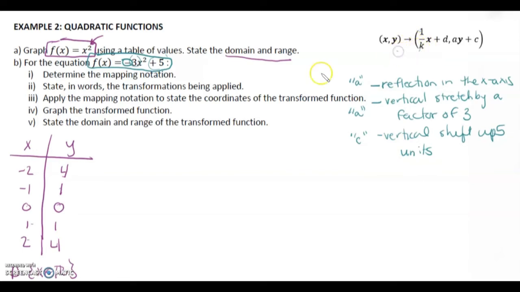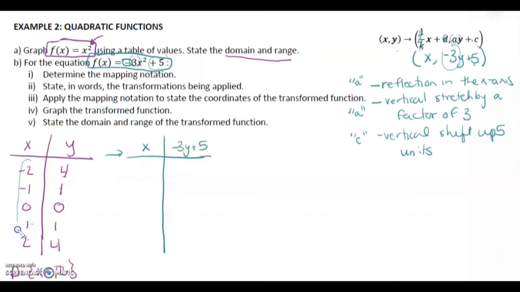So our mapping notation is going to disregard the k and disregard the d. Our x is going to stay the same. And now ay plus c. So we're going to have -3y plus 5, because our a value is -3 and our c value is 5. So -3y plus 5.